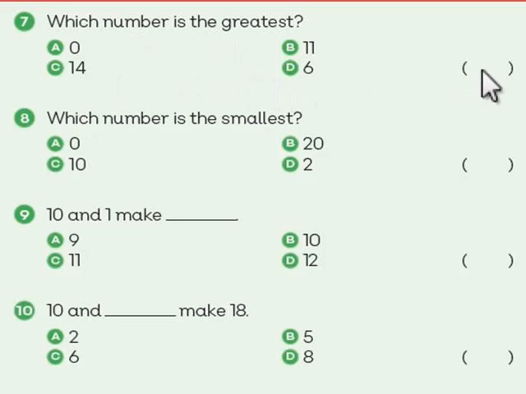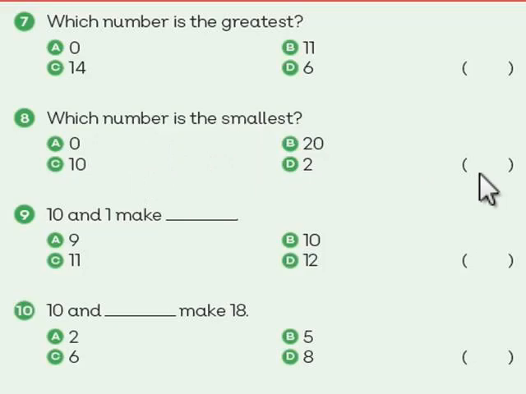Number 8. Which number is the smallest? Small number. A, 0, B, 20, C, 10, or D, 2? Okay, write your answer here. A, B, C, D. Only A, B, C, or D is the answer.